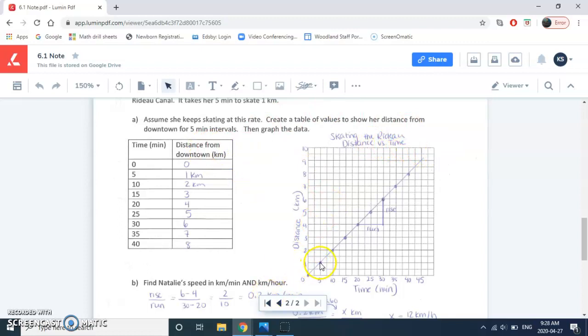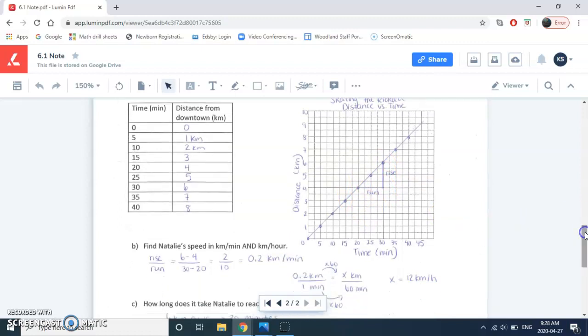Now we're just going to plot our data along the way, and we can see that everything lines up really nicely along there. We can also indicate taking some points later on with our rise over run. So now that we've got it graphed, let's take a look. Find Natalie's speed in kilometers per minute and kilometers per hour.